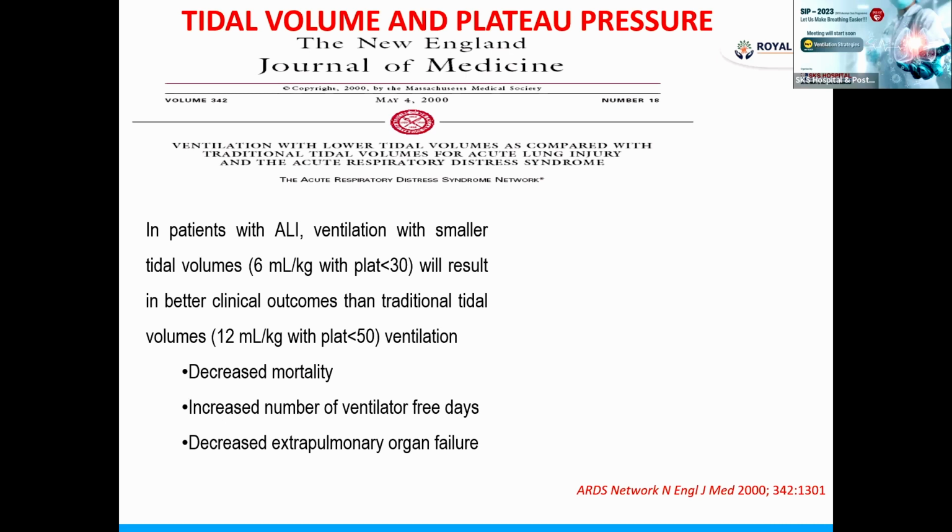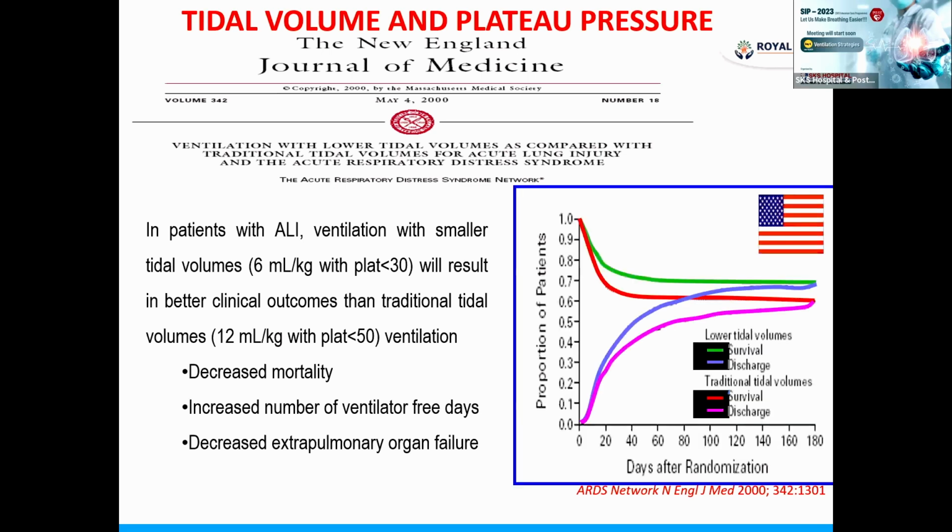Ventilation was compared with smaller tidal volumes and larger tidal volumes. The traditional tidal volumes that were being used in the 1990s and 2000, like what we used to use in anesthesia, is around 10 to 12 ml per kg. This 12 ml per kg was compared with the low tidal volume. Low tidal volume they took as 6 ml per kg.